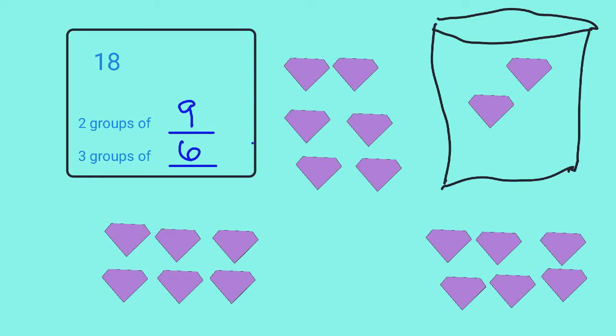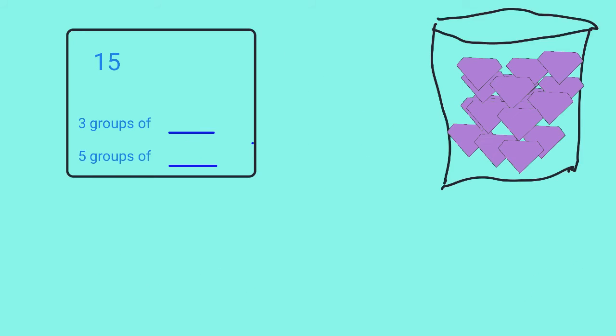Okay, we still have 18 diamonds altogether, but we just have them divided up into different groups. Initially, we had 2 groups of 9, and now we have 3 groups of 6. Both equal 18. Okay, so let's do this one more time. This time we want 15 diamonds out of the bag. So let's go ahead and take 15.